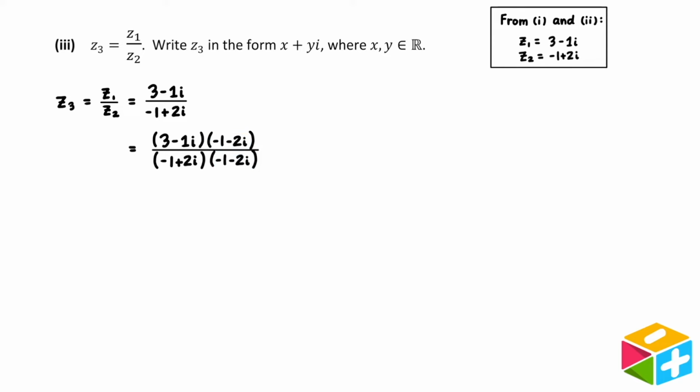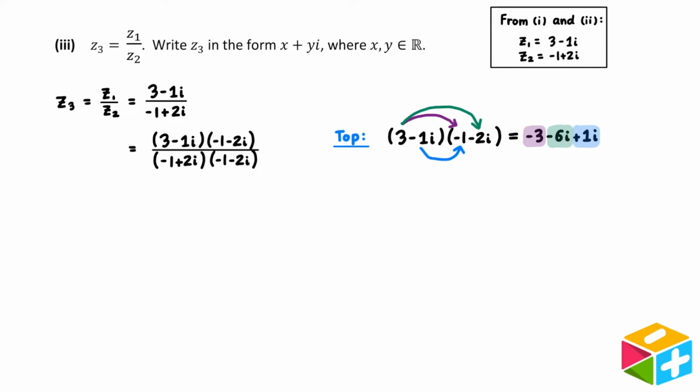From here, we'll want to multiply out the brackets. Let's start with the top. 3 times minus 1 is minus 3. 3 times minus 2i is minus 6i. Minus 1i times minus 1 is plus 1i. And minus 1i times minus 2i is plus 2i squared.